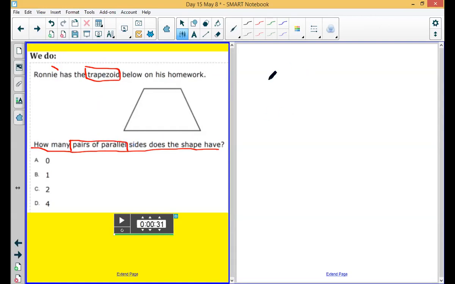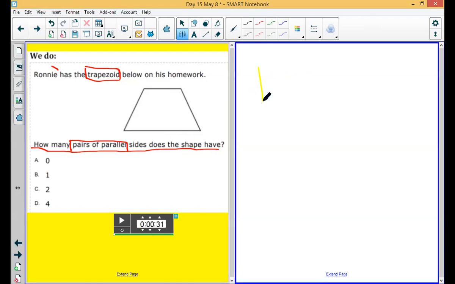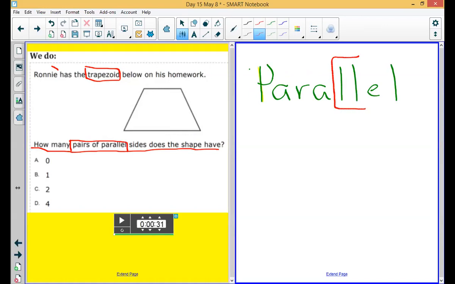Okay. So within the word parallel, if I wrote that word, P-A-R-A-L-L-E-L, here's a little trick to help you remember what parallel lines are. Look at the L's in parallel, okay? There are two lines that run in the same direction but never meet. That's the definition of parallel.